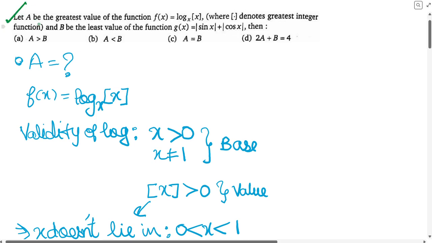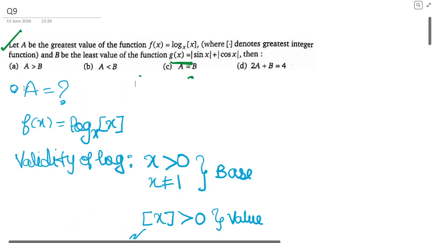The question says: let A be the greatest value of the function f(x) = log to the base x of [x] (the greatest integer of x), and B be the least value of the function g(x) = |sin x| + |cos x|. Then what is the relation between A and B? So we have to find the suitable relation using different operators. Let's solve step by step.